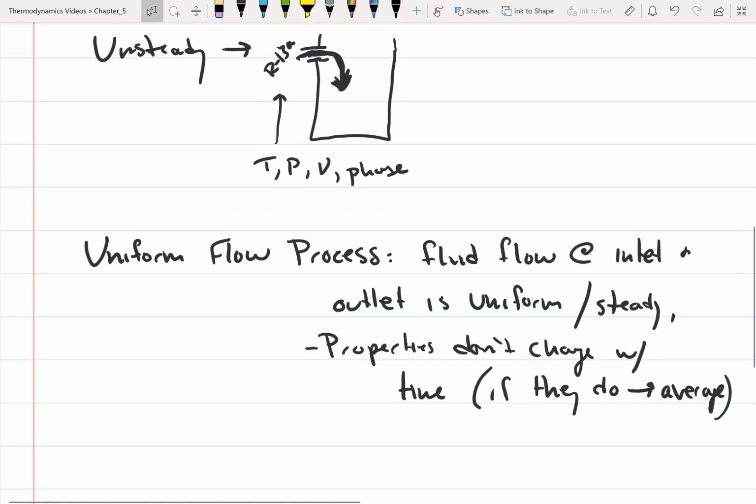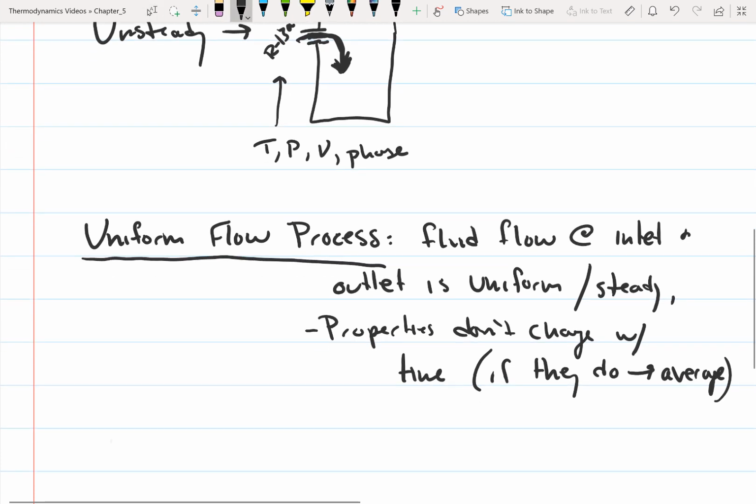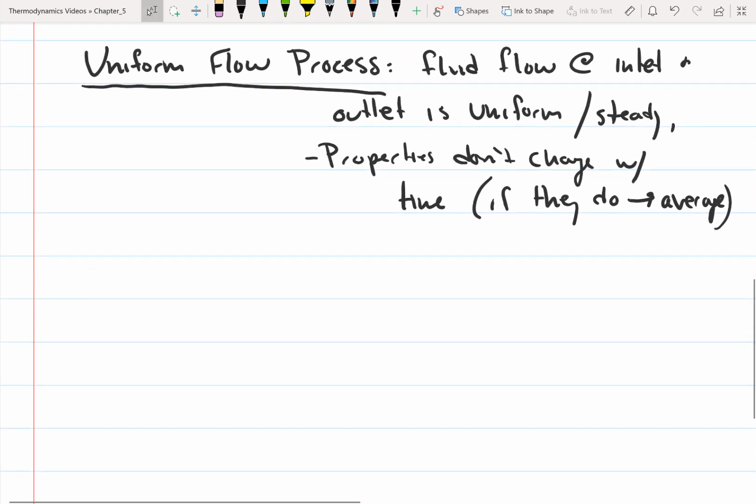But you do want to recognize that we're making this assumption, and that's going to apply to the equations that we're using here to solve these unsteady flow problems. So first of all, in order to solve these problems, like the steady flow problems, we need both a mass balance and an energy balance. So we would need both the mass balance and the first law.